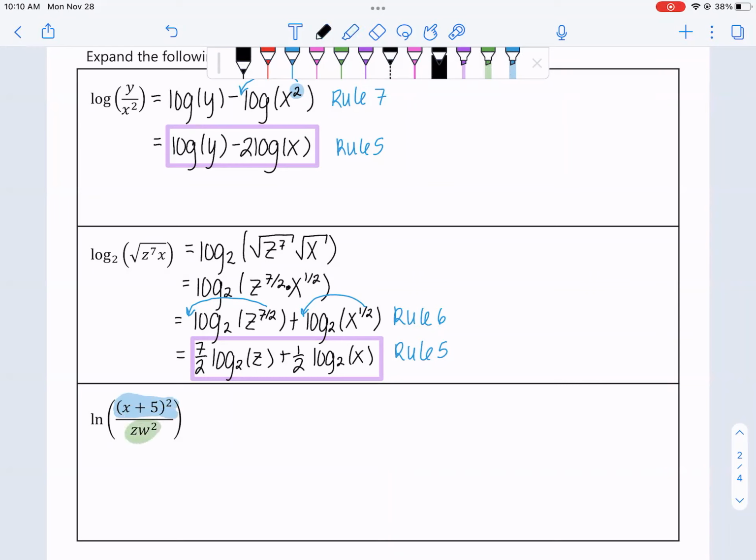ln is just log base e. It follows all the rules of log properties. So good here. Division on the inside becomes subtraction on the outside. So I have ln of (x plus 5) squared minus ln of zw squared, right?